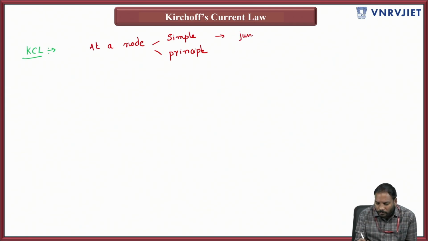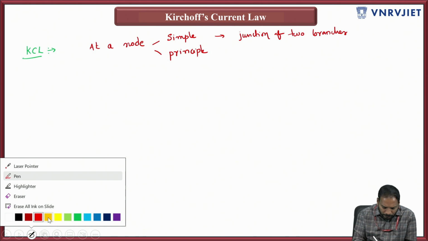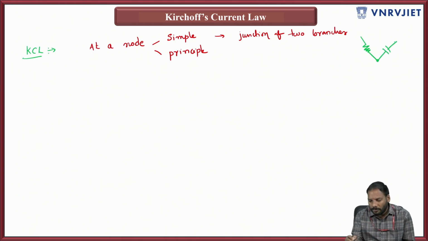A simple node is a junction of two branches. We can call a node a simple node if it is a junction of two branches, something like this. I will show you with a simple example. There is a resistor here and there is a capacitor here. Then node A we call a simple node. Node A, we can call it a simple node, right?